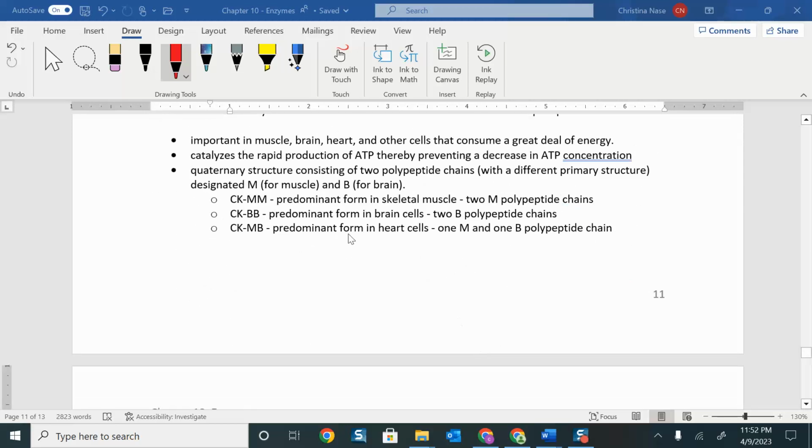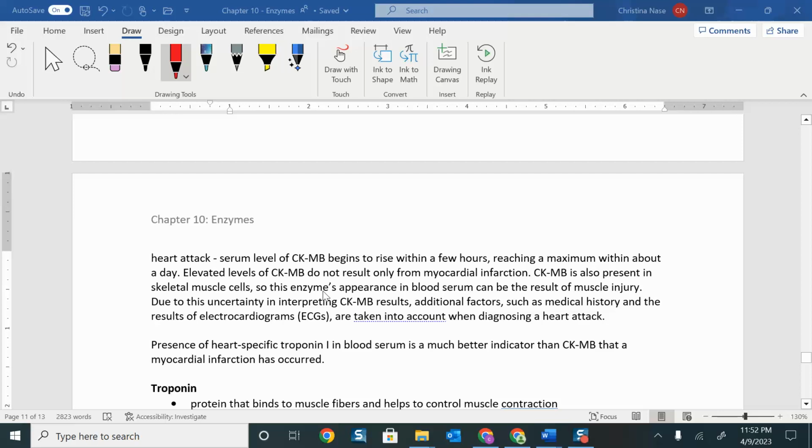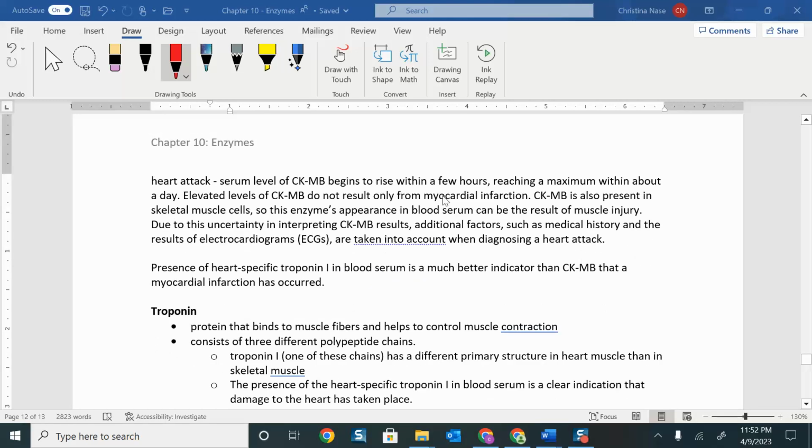Now, when you have a heart attack, what happens? That MB, you can see those chains, it's going to start to increase in your blood within a few hours, and then after about a day, it reaches its maximum level. Now, that is going to result from a heart attack, but it can also be present when you have some skeletal muscle damage. So the presence of the CK-MB does not by itself indicate that you had a heart attack. You'll have to use some other factors as well, medical history, results of your electrocardiograms. All of those are going to be taken into consideration.